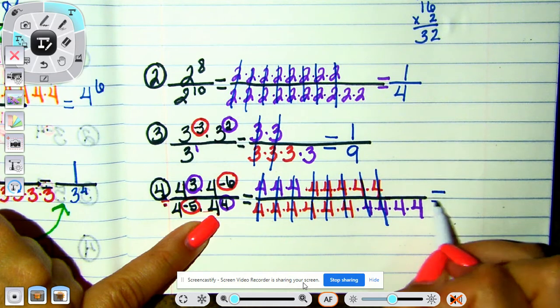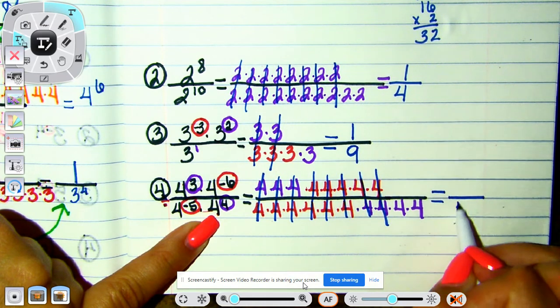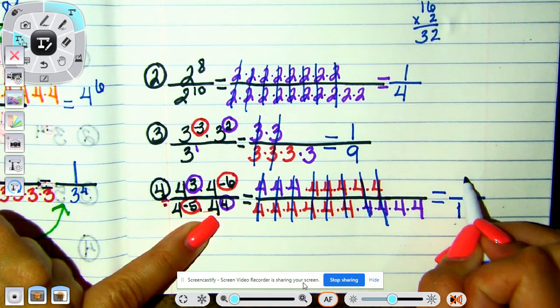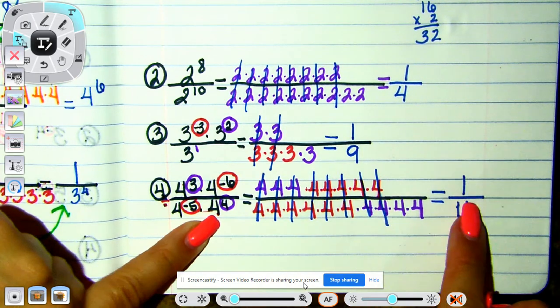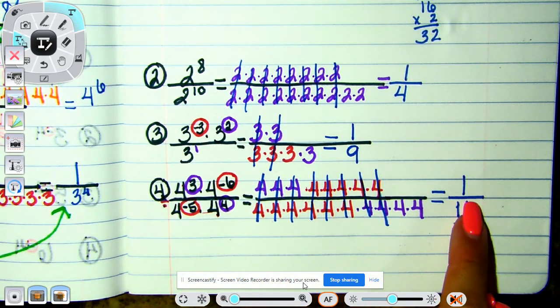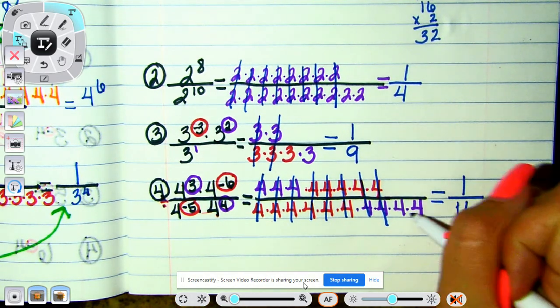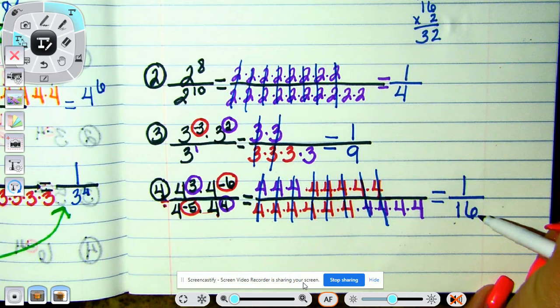Okay, we're left with 4 times 4 on the bottom, which is equal to 16. And everything divided out on top, so we're left with the number 1, because 4 divided by 4 is 1. Okay, and we have 4 times 4 left on the bottom, which gives us 1/16.